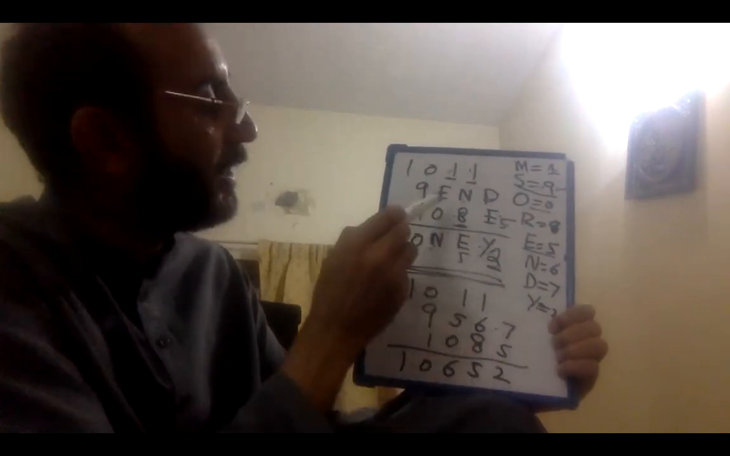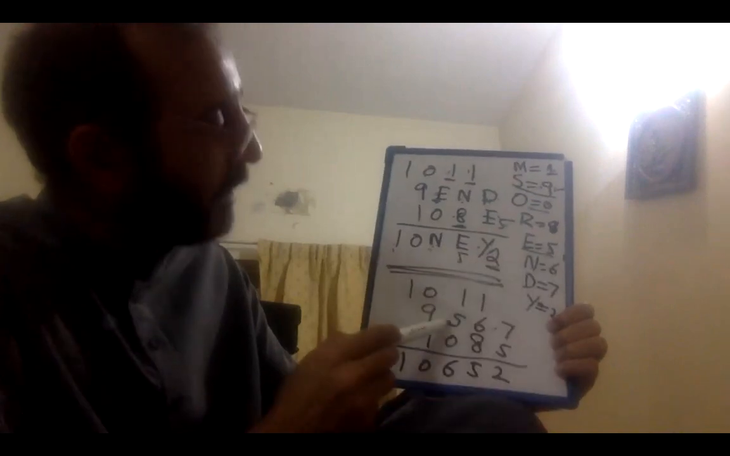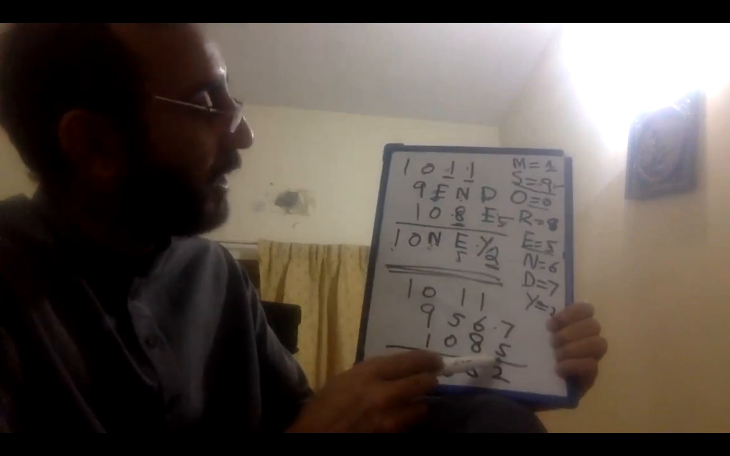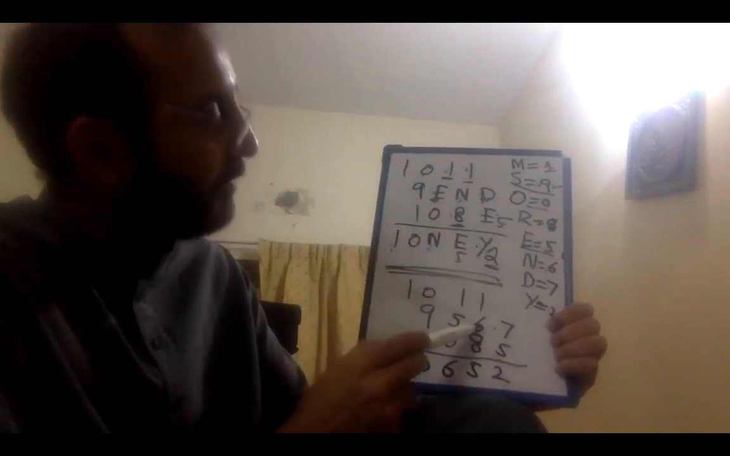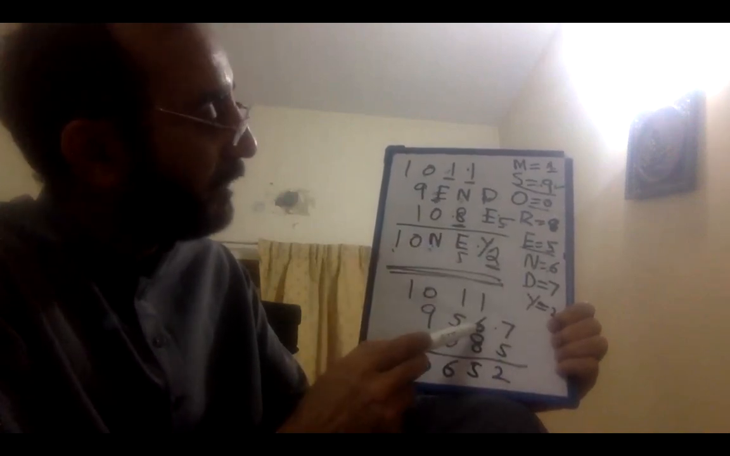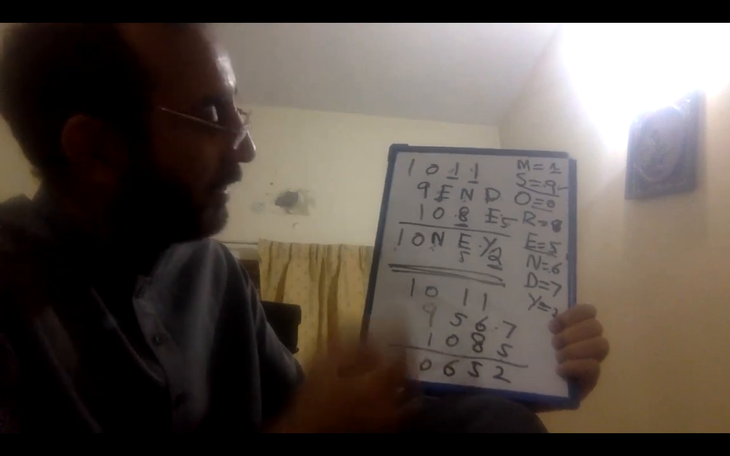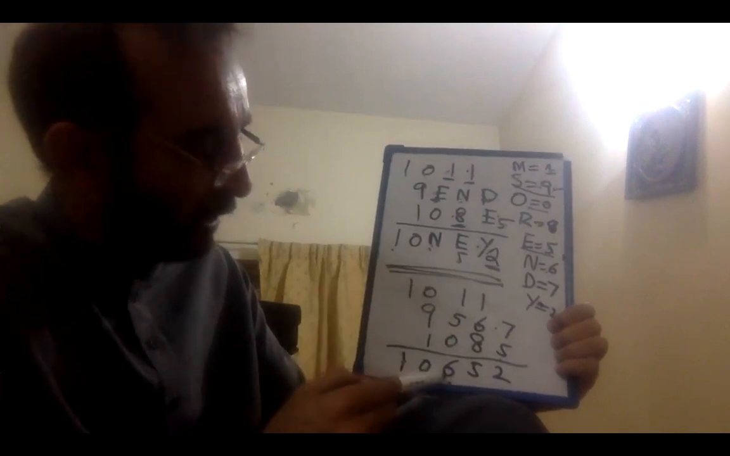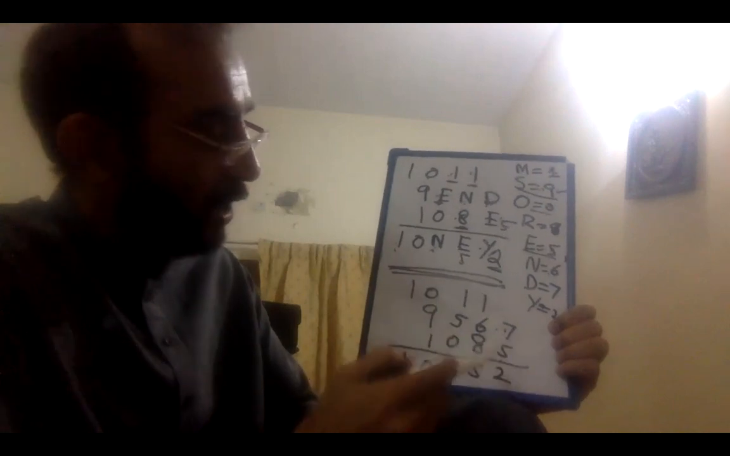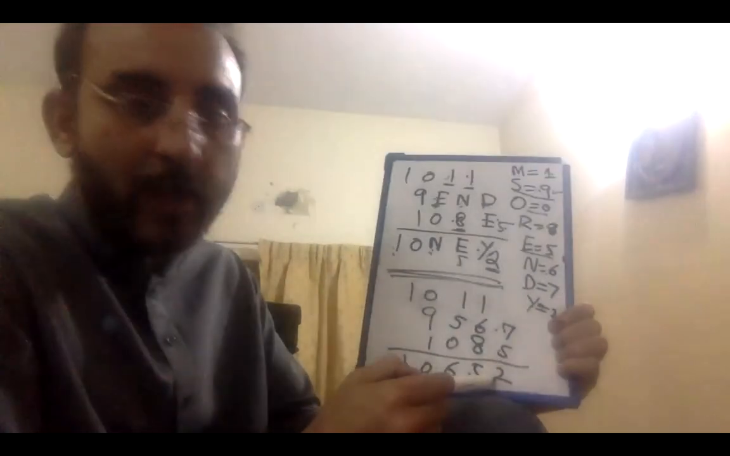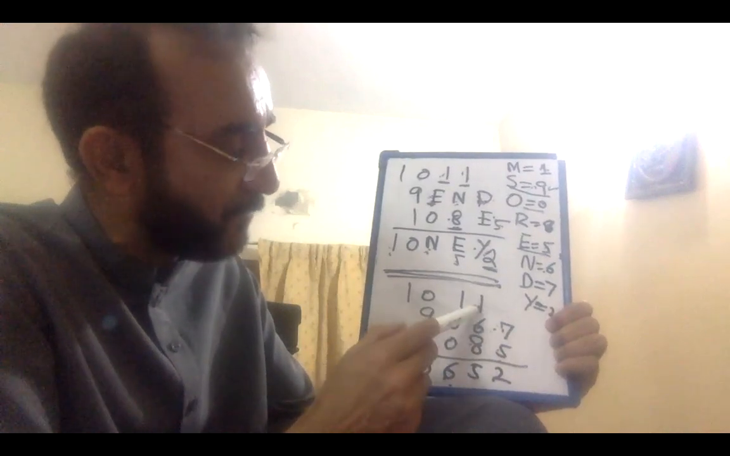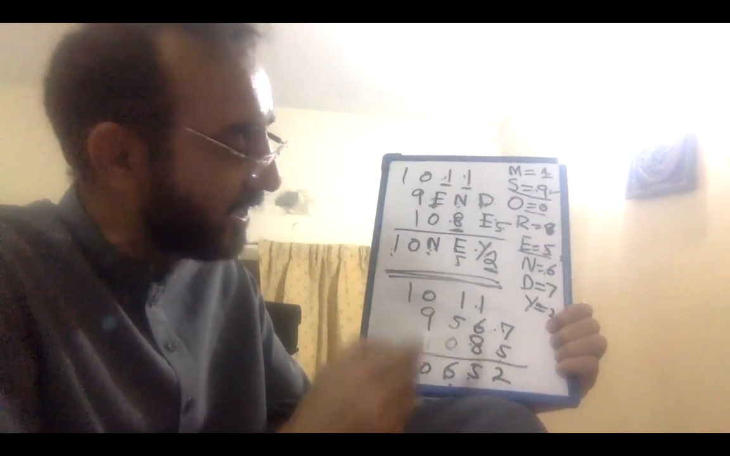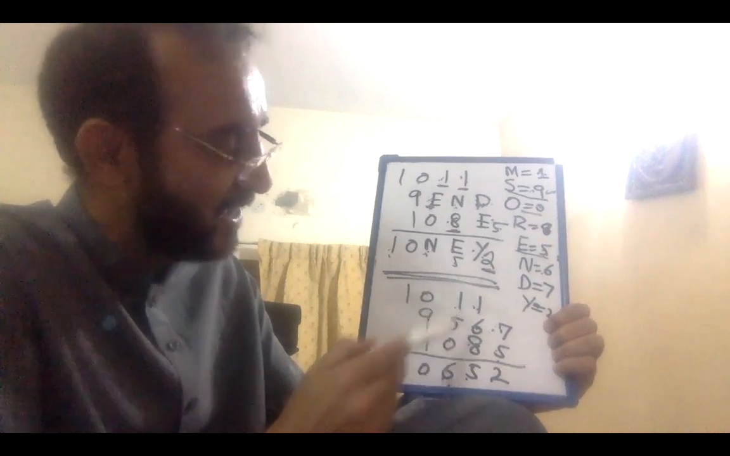So I am checking it again. E is 5. Okay, E is 5. N is what? 6. So N is 6. And where is the other N? This is the place of N. 106. Okay, this is N. So 7 plus 5 is 12, and 1 is going as a carry. So 8 plus 6 is 14, 15. 5 is there, and 1 is going on as a carry.